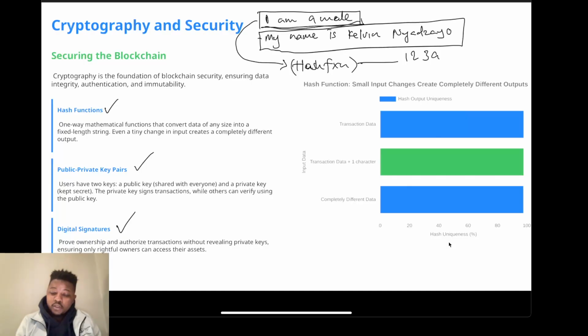If we put this text again into the same hash function, it always produces the same output, maybe 1, 2, 3, b. This is a fixed length. So you can see from a hash function that this is a fixed length, right? And also this is a fixed length.